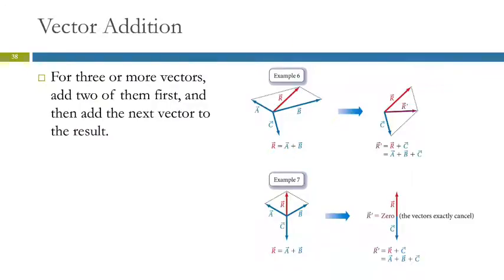What if you have 3 or more vectors that you're adding? You add 2 at a time. So for A, B, and C here, you add A and B, and you get R. And then you add R to C, and you get R prime. You can't do 3 at a time. You just do 2, and then add another. If you had another, you'd add that.